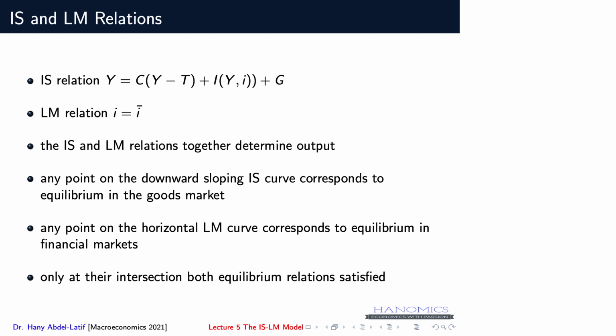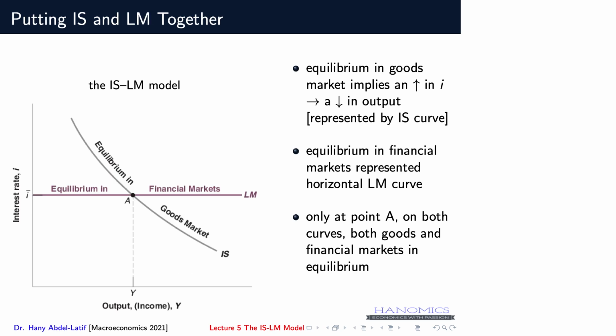Any point on the downward sloping IS curve corresponds to equilibrium in the goods market. Any point on the LM, which in our case now is horizontal, corresponds to equilibrium in financial markets. I showed you the traditional way of thinking about LM, which is an upward sloping curve. But if we take into consideration the way modern central banks work, then we would probably have a horizontal LM curve. Regardless of whether it is horizontal or upward sloping, any point on that curve corresponds to equilibrium in financial markets. As we said, the interaction between both gives us equilibrium in both the financial market and the goods market.